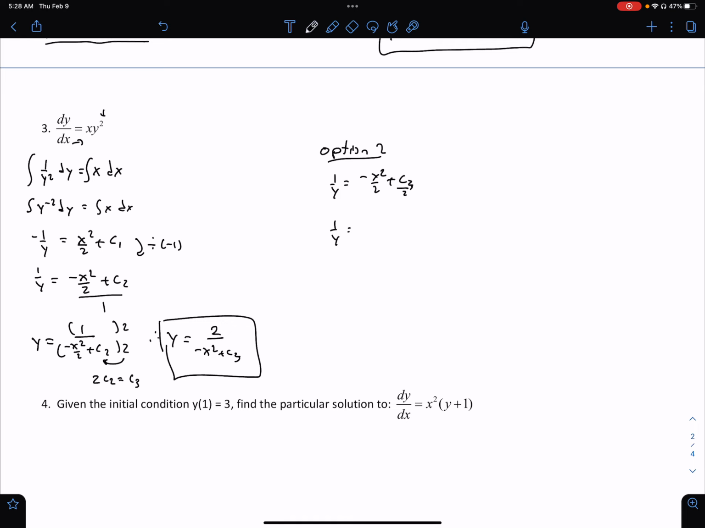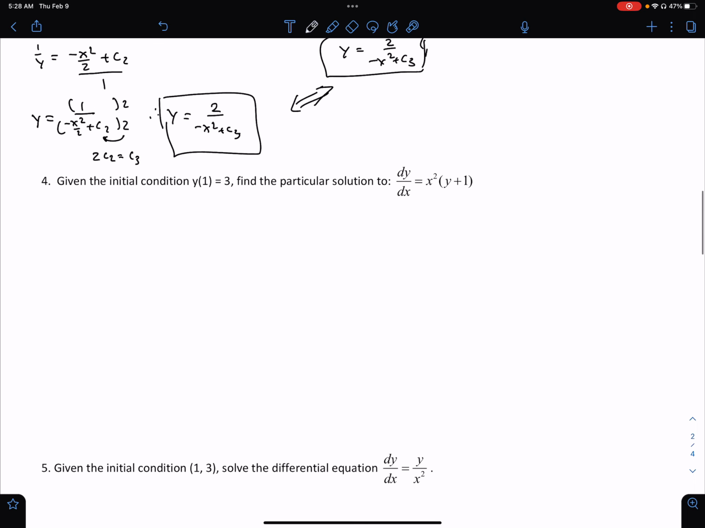I can rewrite my right side as negative x squared plus c3, because remember we multiply by a constant there, over 2. And if I flip it, I get 2 over negative x squared plus c3. And if you notice, both options work. They're both the same, so whichever you choose.